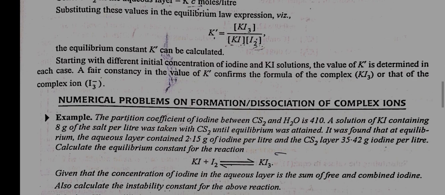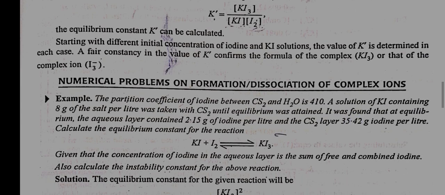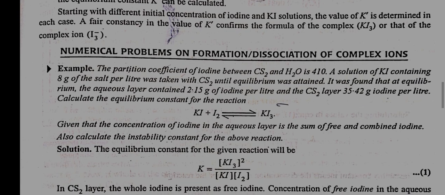Starting with different initial concentrations of iodine and KI solutions, the value of K prime is determined in each case. A fair constancy in the value of K prime confirms the formula of the complex, or that of the complex ion.